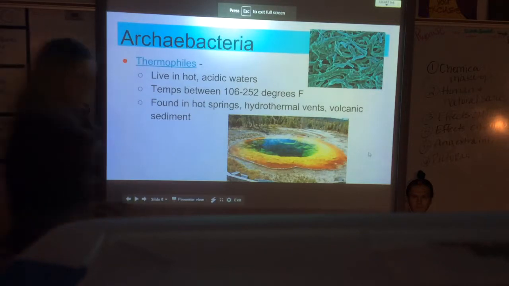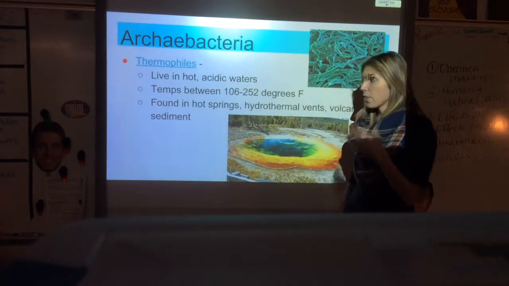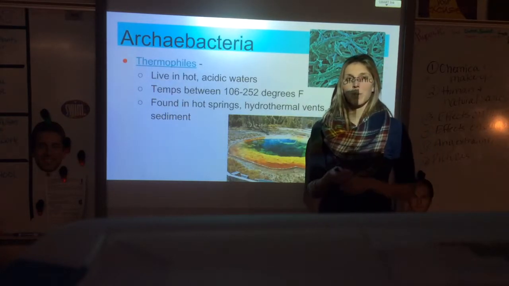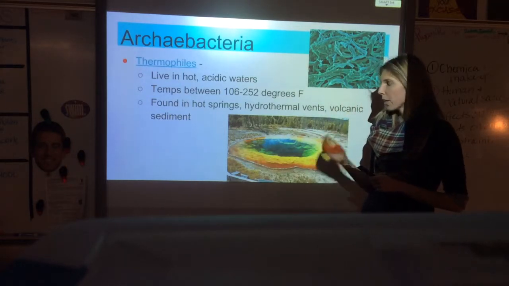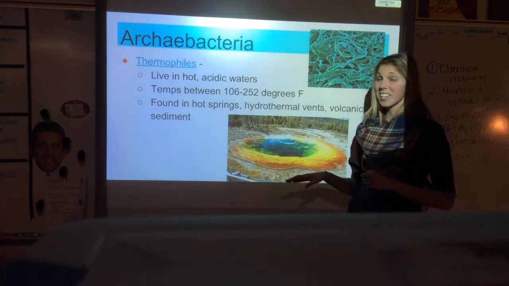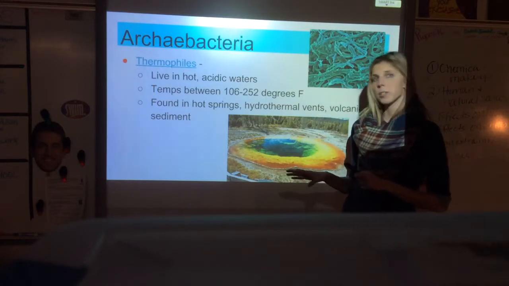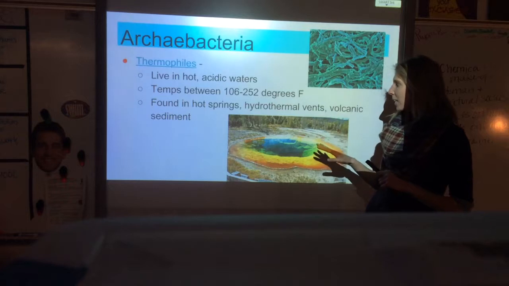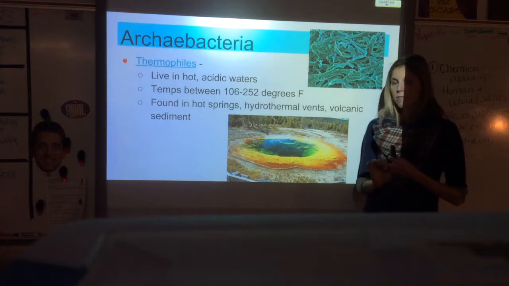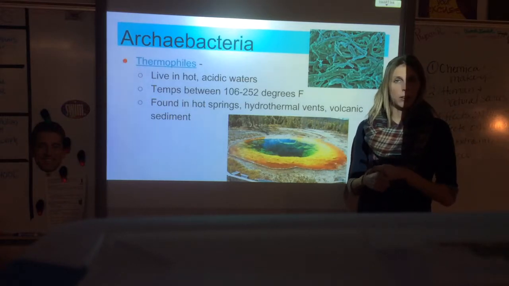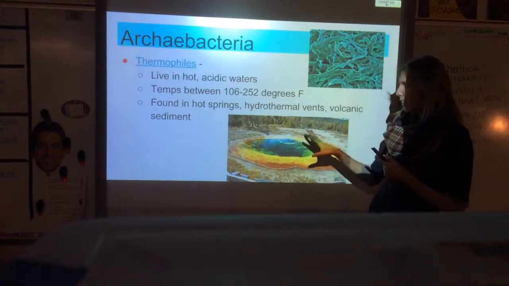All right, lastly, our last type of bacteria in this kingdom are the thermophiles. These bacteria are extremists because they can live in very, very hot and acidic waters. They can live in water temperatures of 106 to 252 degrees Fahrenheit. Typically we're going to find these bacteria in hot springs. They may be found in volcanic sediments or hydrothermal vents, similar to our methanogens that we saw earlier. So you may find these in Yellowstone.